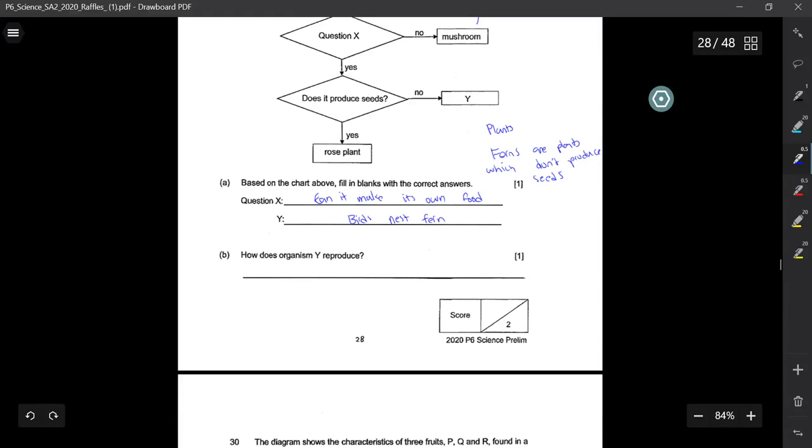And then B, how does organism Y reproduce? So how do ferns reproduce? They use spores.